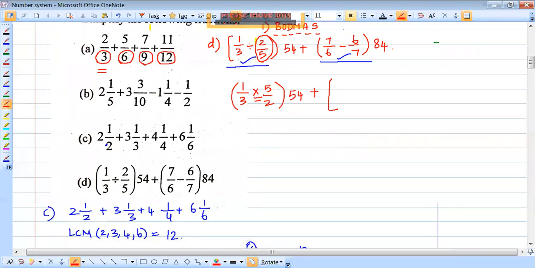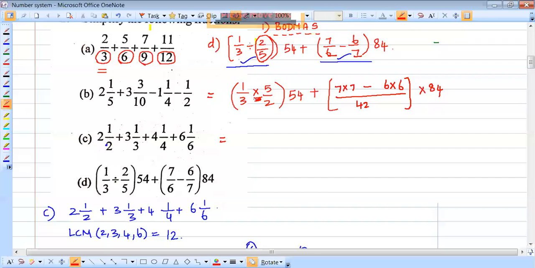54. What is the LCM of 6 and 7? 6 sevens are 42. So the LCM for 6 and 7 is 42. Then what will happen? Here we will multiply with 7. 7 into 7 minus 6 into 6, divided by 42, into 84. Now we have to simplify further.